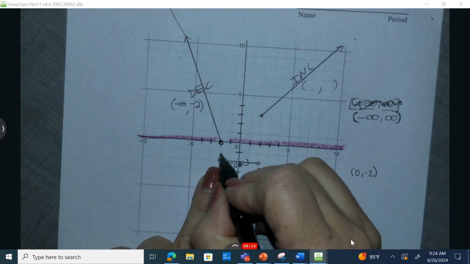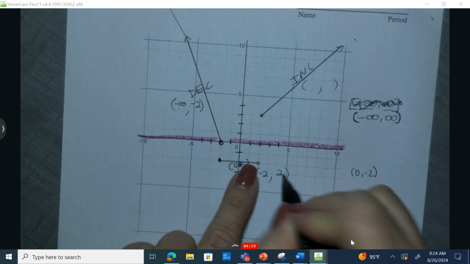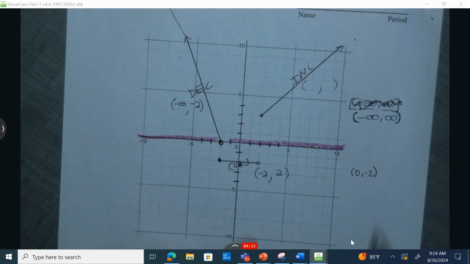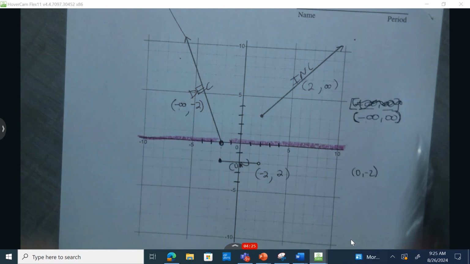Constant or flat on the graph goes from negative 2 all the way to positive 2. Increasing starts at an x value of 2, and as it moves to the right, it is increasing.